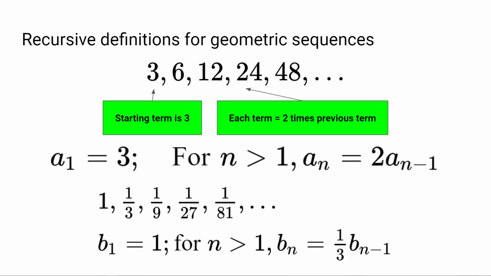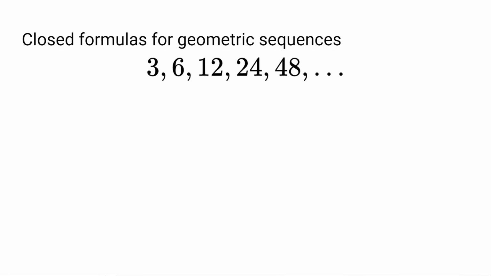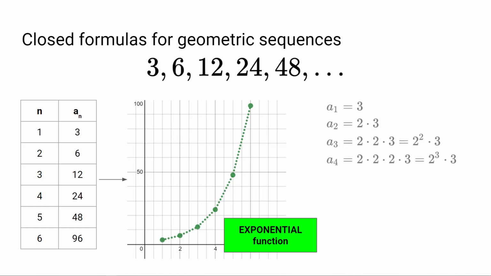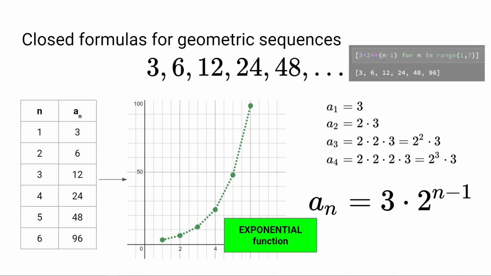Closed formulas for geometric sequences are a little harder because they aren't linear functions, but instead what we call exponential functions. The recurrence relation can actually help here. In this sequence, I started with a1 equals 3, and then if I want to go to the nth term, I need to multiply by 2 n minus 1 times. So the formula would be a sub n equals 3 times 2 to the n minus first power. And we can check to see that this is correct with Python or a spreadsheet.